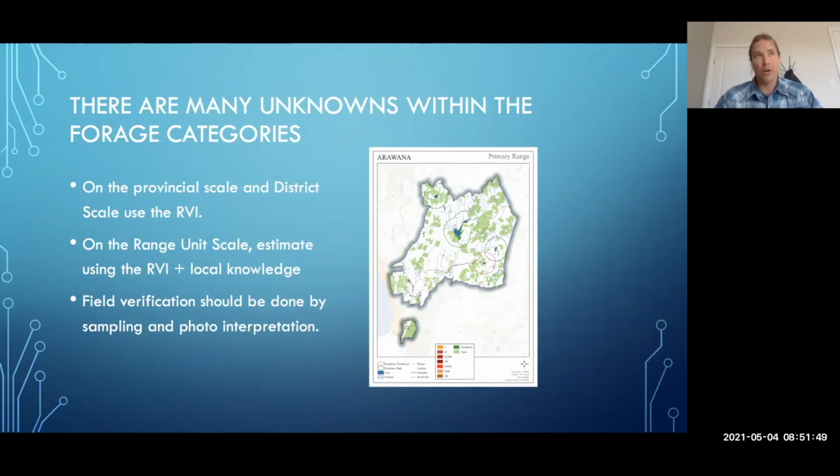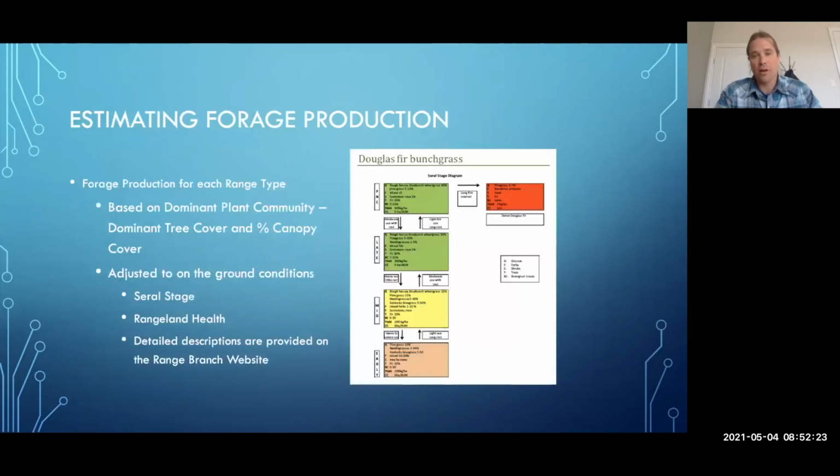And then we can also do some field verification, either by sampling or by photo interpretation. By sampling, I'm talking about destructive sampling, so actually going out and clipping areas. And the photo interpretation tool is going through an inventory of past sampling photos and trying to estimate based on what you see when you walk out there. So you would have a photo book with known values based on destructive clipping photos, and you would be able to flip through that to assist with determining what your forage value is.